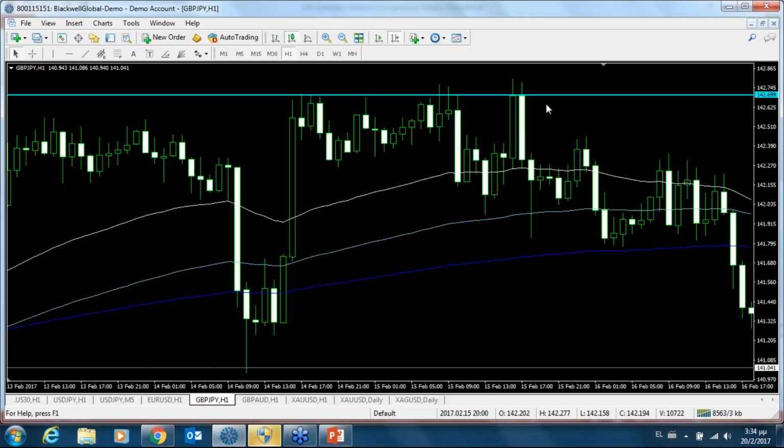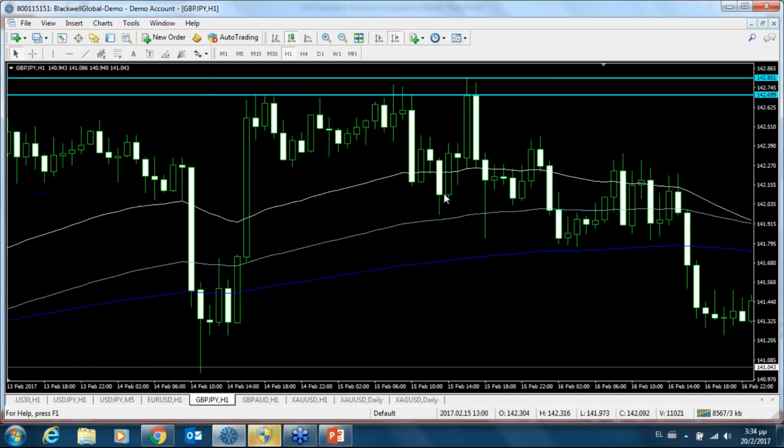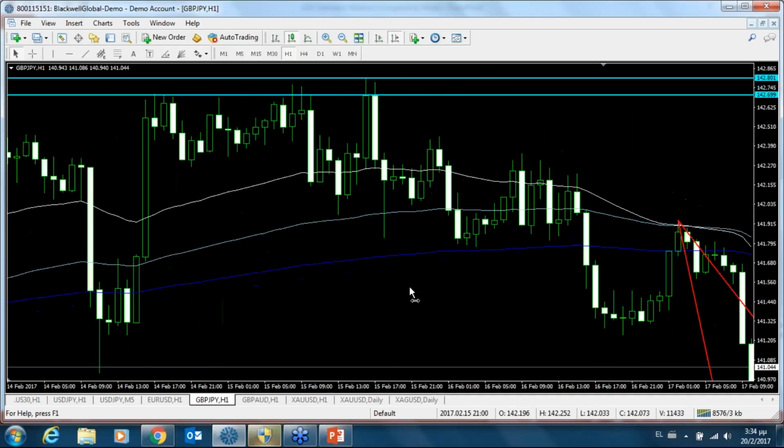Okay, just the highest body of the candle, and then the highest wick or tail of the candle. That's it. And once you've done that, you have got the resistance area. Okay, what about the support area?